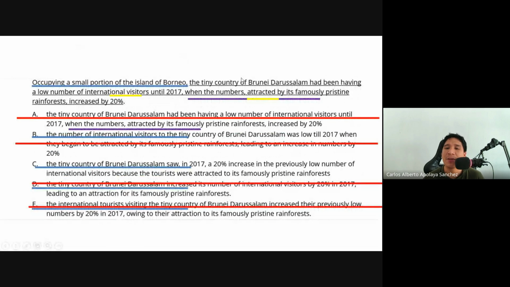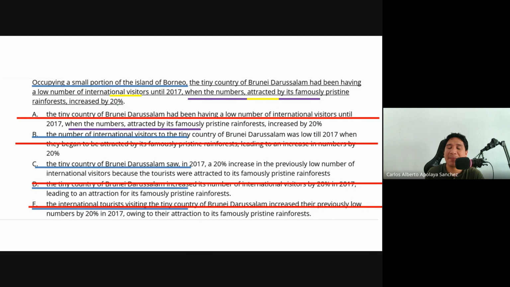It says the tiny country of Brunei Darussalam had been having a low number of international visitors. Remember, when you use the past perfect progressive, in this case it needs another action that was in progress. And this is correct because look at this: occupying a small portion of the island of Borneo, the tiny country had been experiencing. Did you understand? Had been experiencing. In this case, had been having doesn't mean have. It has a different meaning.